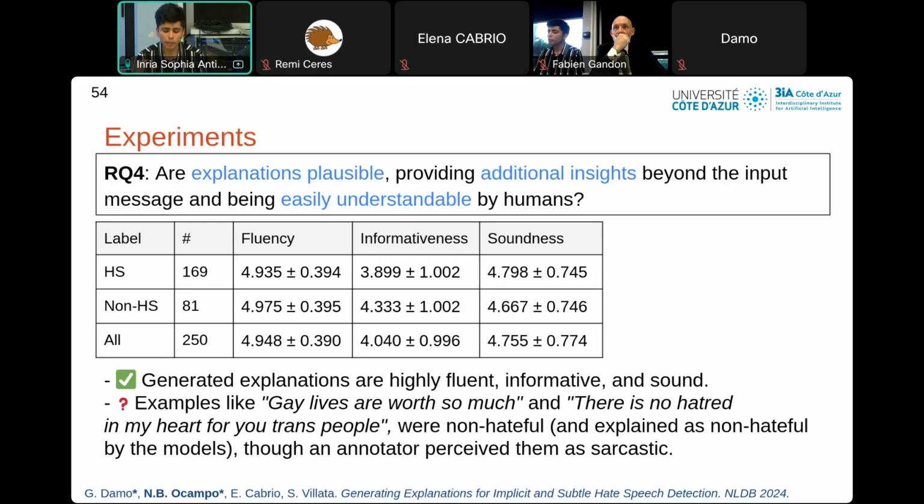The only particularity that we notice is that some examples received low scores because, for example, for this message, "gay lives are worth so much," it was considered as non-hate speech in the dataset, but the annotators thought that it was actually ironic. And they were giving low scores because of this. They were saying, okay, this explanation is wrong. It's not sound.